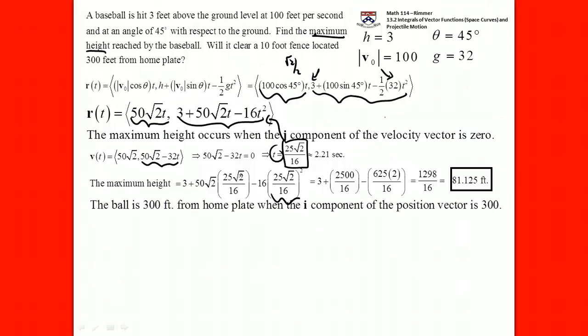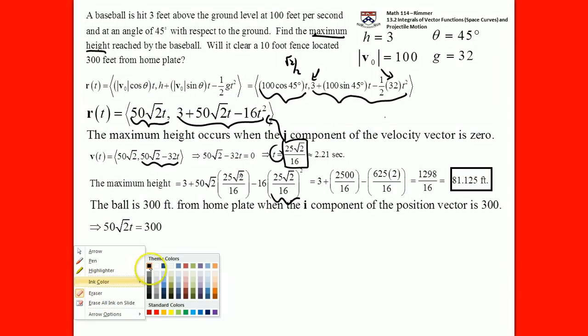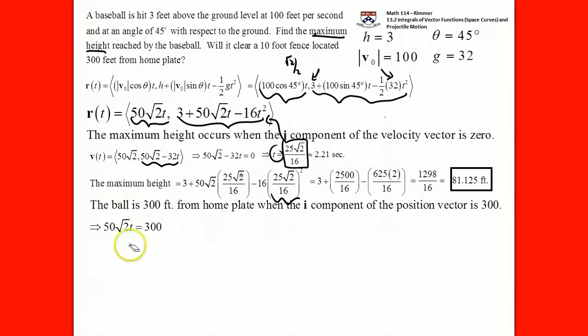Okay, so we need to see what's going on 300 feet from where we start. That's an i component question. When we are 300 feet from where the ball was struck, we want to know how long it takes. The position i component is just 50 root 2 times t. And so we just set that equal to 300 and find out the time. Okay. 300 over 50 root 2 can cancel to be 6 over root 2, or 3 root 2 once you rationalize.